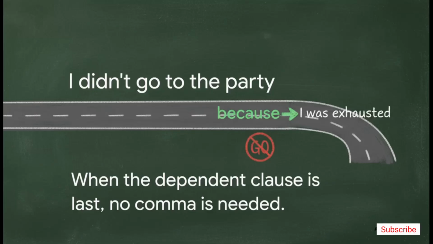But wait, watch what happens when we just flip the order. I didn't go to the party because I was exhausted. See? Here, the dependent clause is at the end, and in this case, no commas needed at all. The word because does all the work of connecting the two ideas smoothly. Seeing these two side by side makes that rule crystal clear, doesn't it?